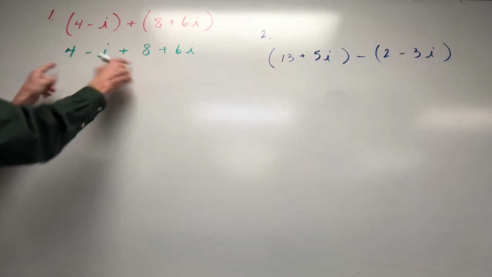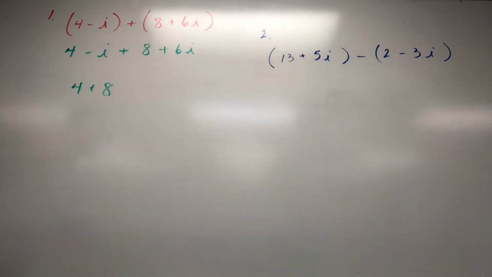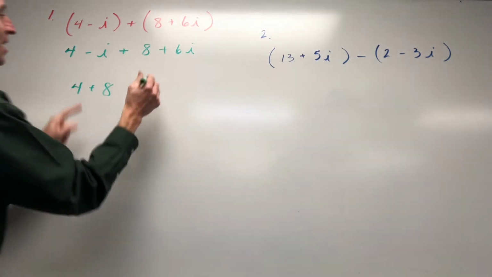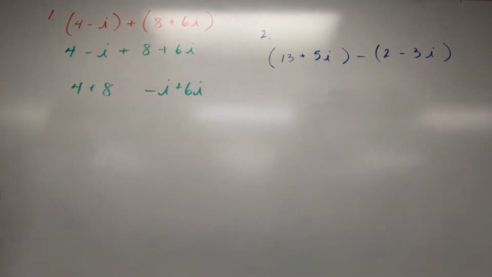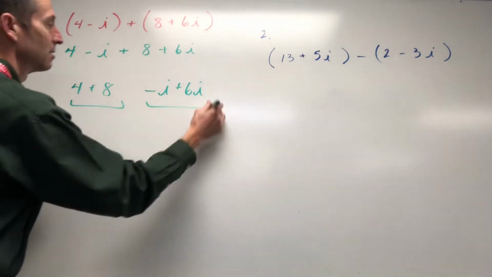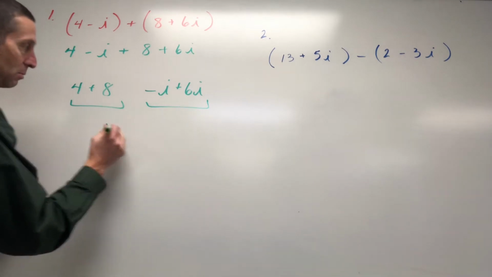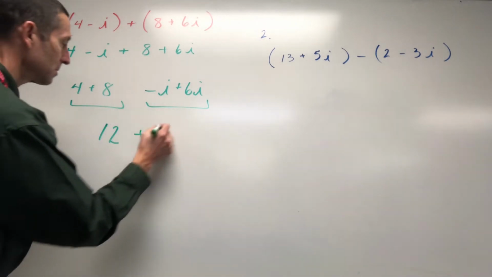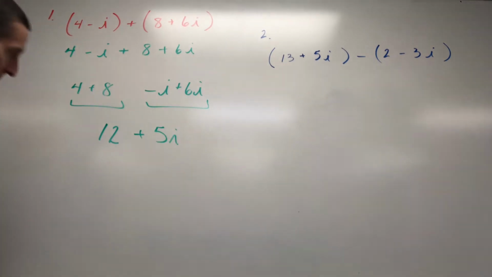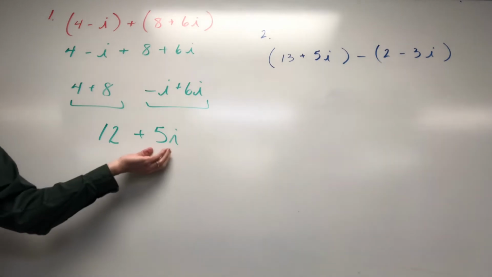Like terms together. Here's the 4 and the 8. So the 4 and the 8 are together. We put our i's together: negative i plus 6i. So you have two math problems, here and there. Like terms together, 4 plus 8, that is 12. A negative and a positive 6i looks like 5i. And we keep it in the standard form of a plus bi, so our number plus our i value.